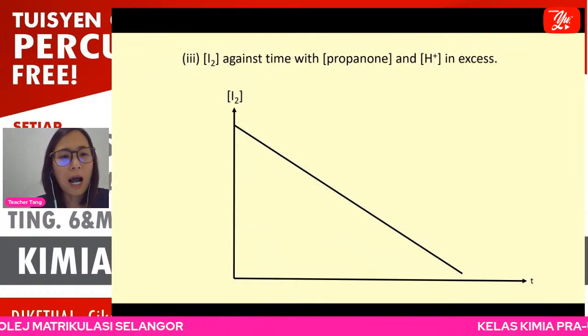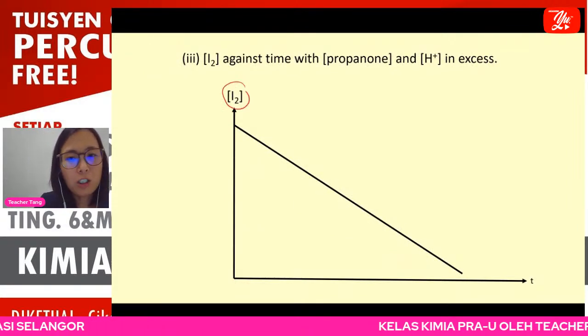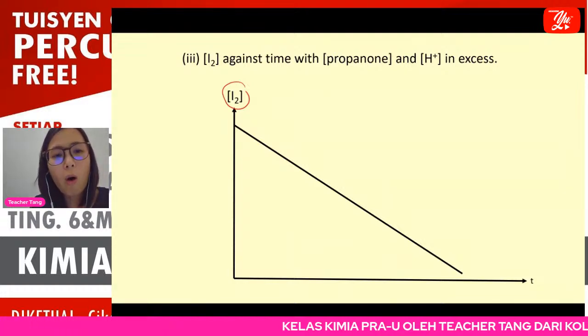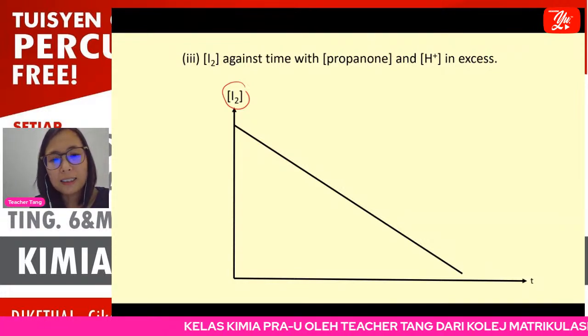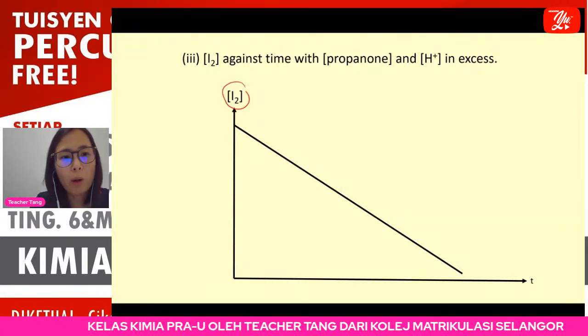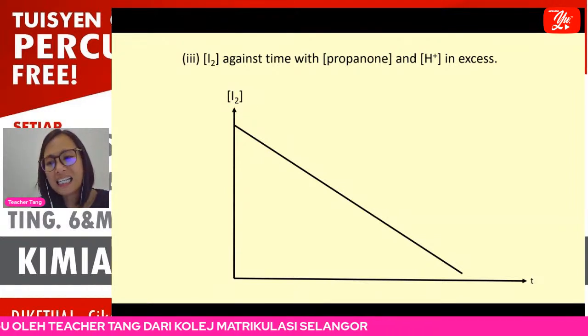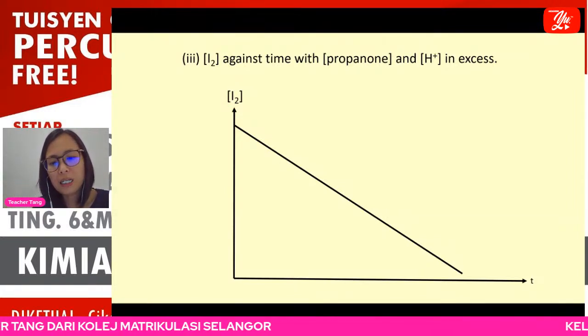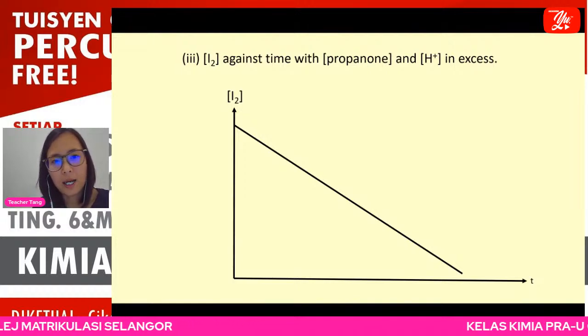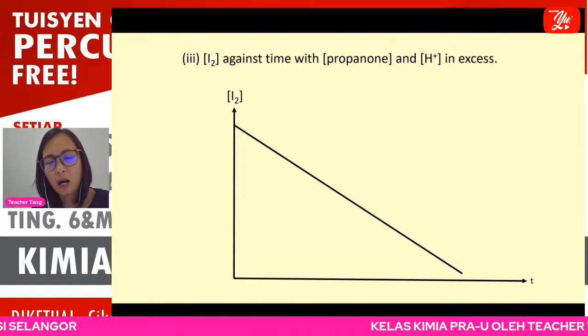And for iodine, the question mentioned it is zero order. So when it is a zero order reaction, when we plot the concentrations versus time graph, it will be a linear graph. It will be a linear graph like this.